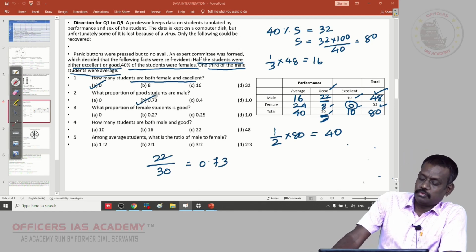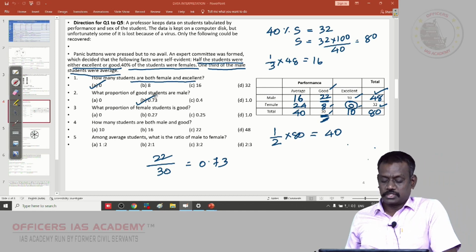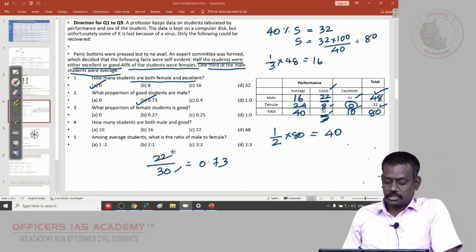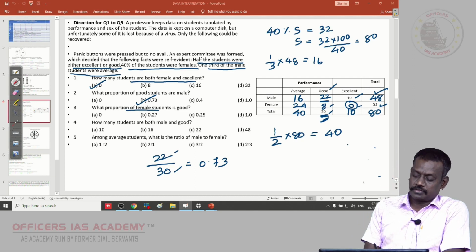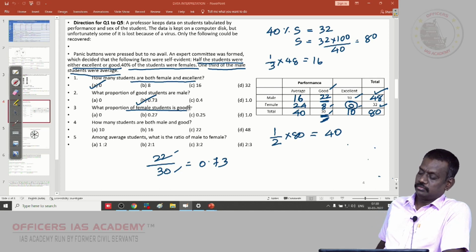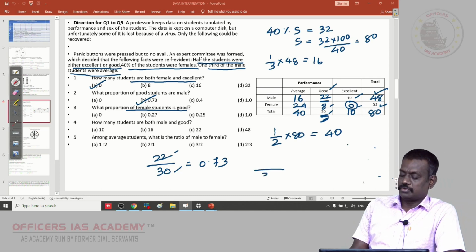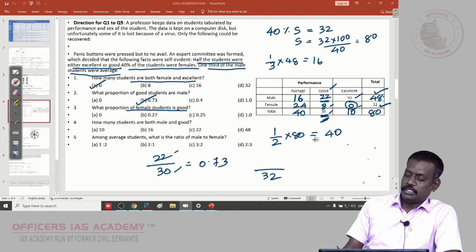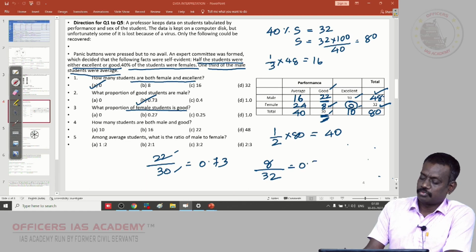Okay, it is 0.73 because it is what proportion of good students are male. Good students are 30, out of that 22 are male. And next, what proportion of female students are good? So we know the female students are 32 here, and in that good students are 8. So 8 by 32 is nothing but 0.25.